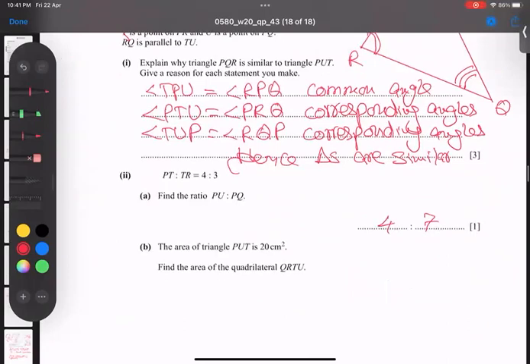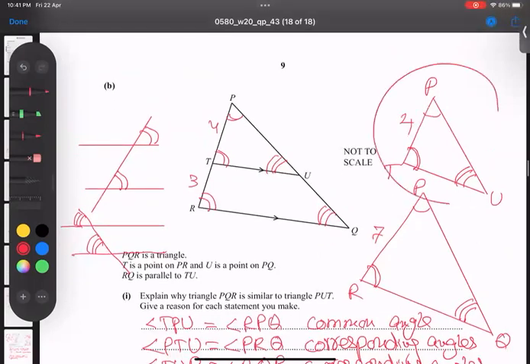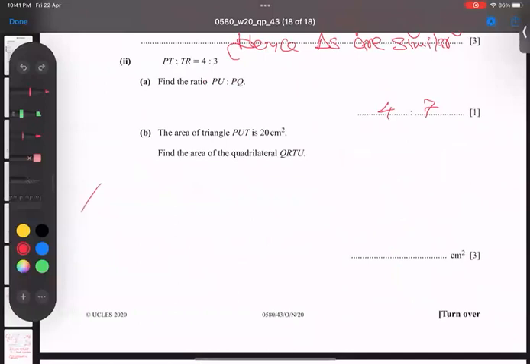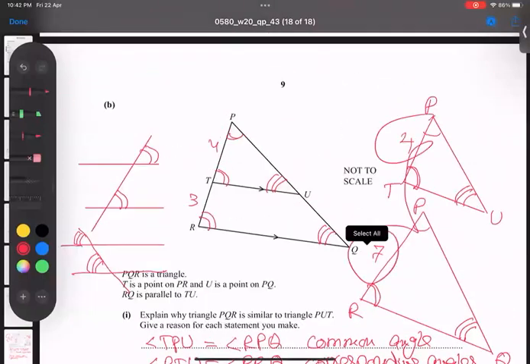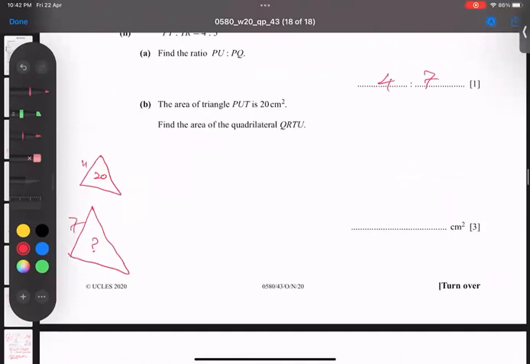Next part, he's asking, triangle PU is 20. I'm going to show you there are two triangles, one small, this triangle is the smaller one, and this other is bigger. So I make it quick. This smaller area is 20. This bigger area is unknown. And for the smaller side, look at the ratio here. What is 4 ratio 7? Okay, you know it already. So these are 4 and these are 7. So what is the technique to get it?